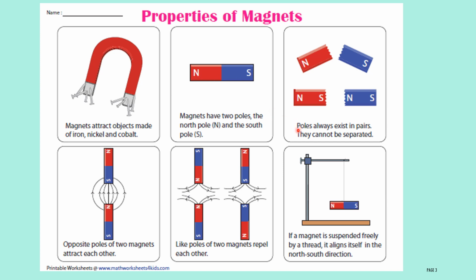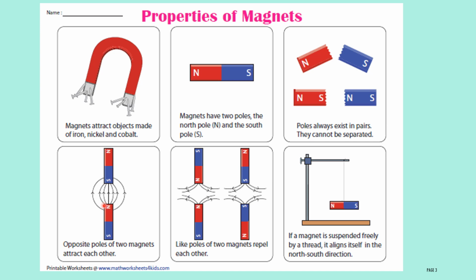Third property, poles always exist in pairs, they cannot be separated. Already you know the magnet has two poles, north pole and south pole, and these poles can't be separated. If you cut the magnet into even a very small piece, even that small piece has two poles, one north pole and another south pole. Therefore you can't separate the poles.